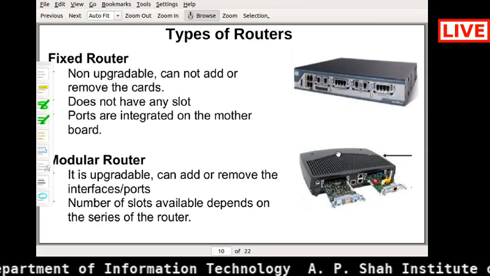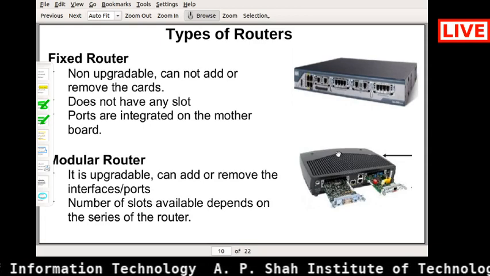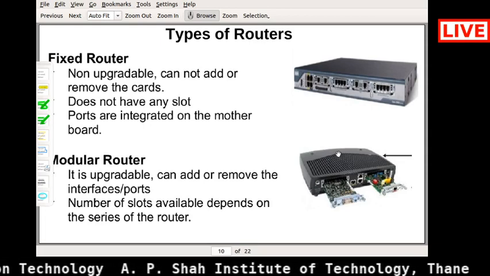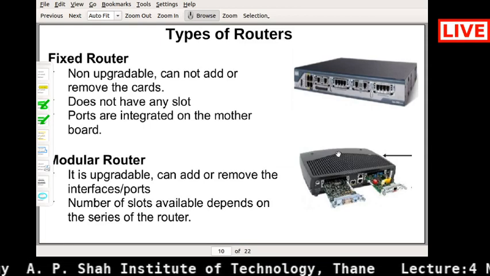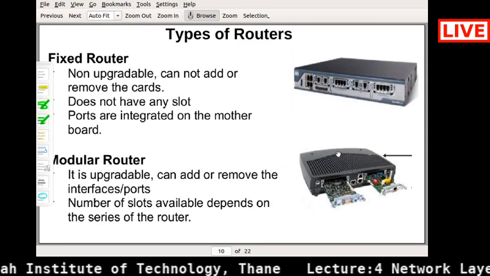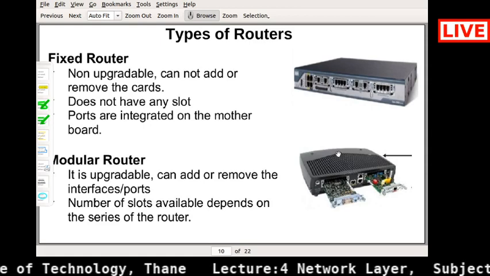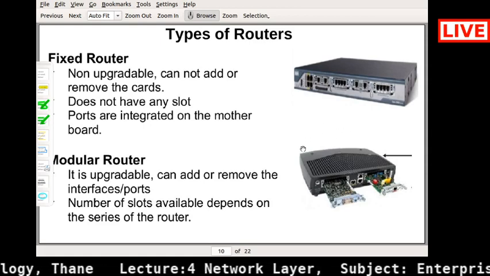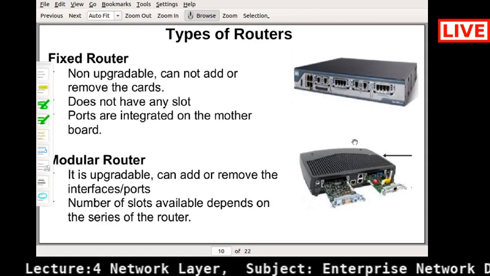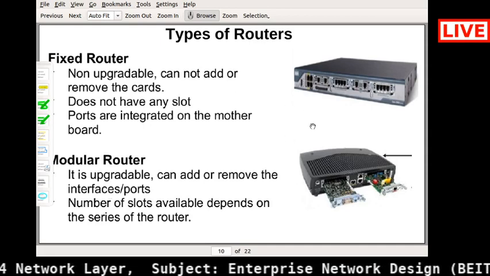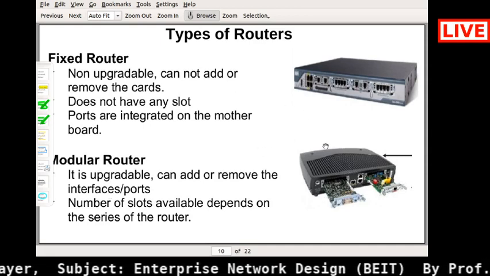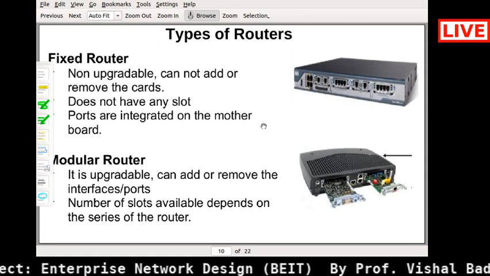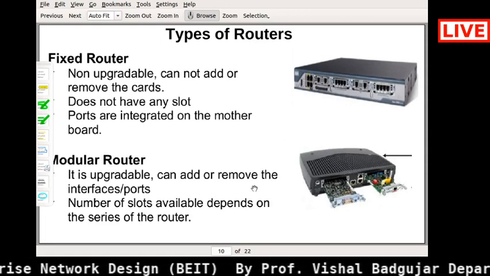If you just Google, you will find plenty of routers, which come in a number of series. Each series has a different number of slots, ports, and interfaces. This is the modular router. Nowadays everyone uses modular routers instead of fixed routers.